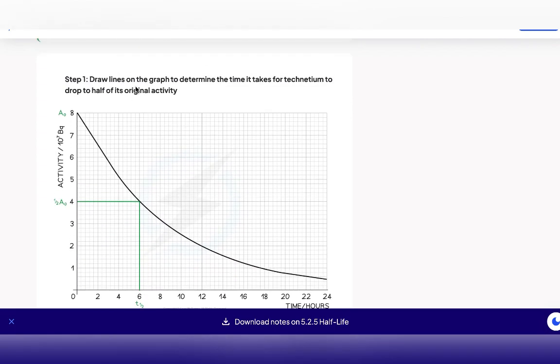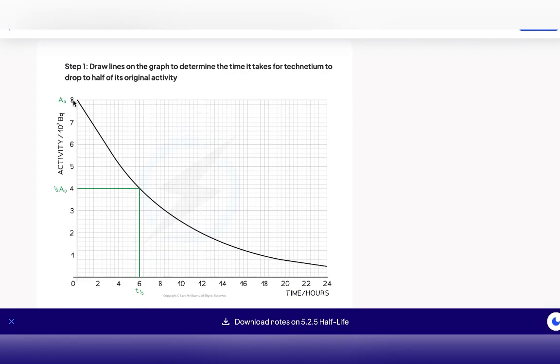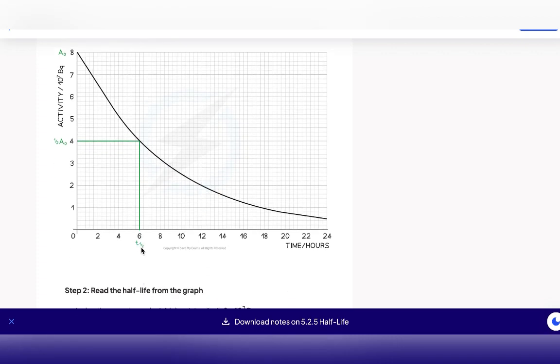So if they ask you to calculate the half-life, 8 times 10 to the power of 7 divided by 2, you get 4 times 10 to the power of 7. So you trace this 4 to the curve and you bring it down. That is your first half-life. Half-life is T half. You know it's the time taken, so half time, for half of the radioactive source to decay. So the first half-life is 6 hours.